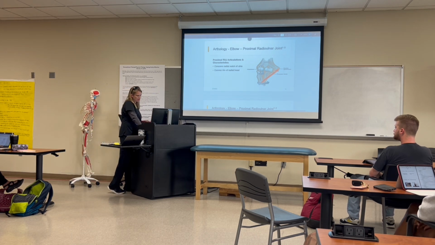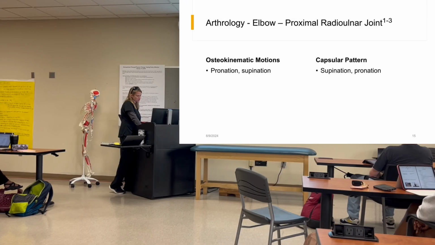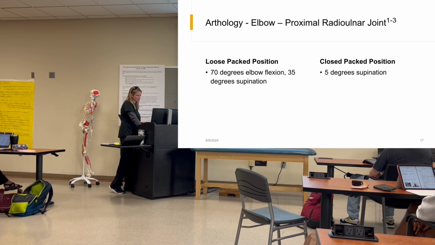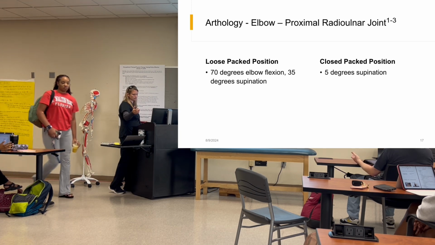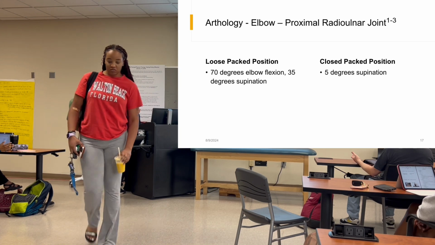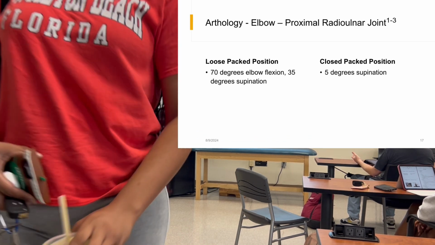So now we have this spin thing going on, right? Pronation, supination, capsular pattern, supination limited more than pronation, loose pack position. This is a little bit more similar to the ulnar humeral joint, okay? But we have loose pack position, we've got 70, everybody do it again, 70 degrees of elbow flexion, approximately 35 degrees of supination, okay? So that is loose pack position of the proximal radial ulnar joint.